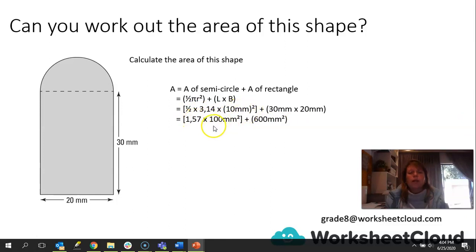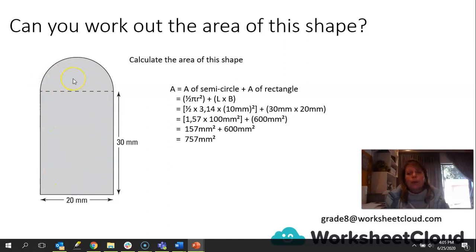10 millimeters squared gives me 100 millimeters squared. 30 times 20 gives me 600 millimeters squared. So all in one step, basically, we've worked out the area of the rectangle. Let's carry on, and we can work out the area of the semicircle, and that would be 157 millimeters squared plus the 600 millimeters squared. We end up with 757 millimeters squared for that irregular shape.